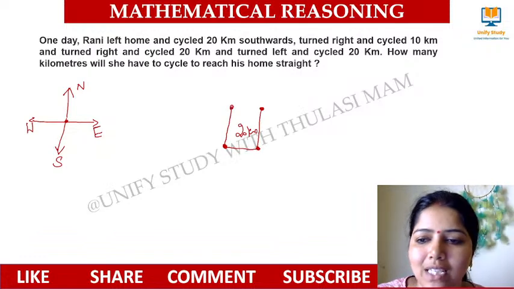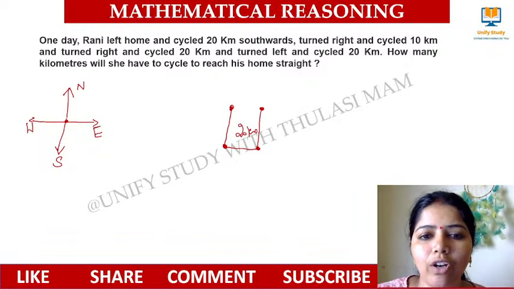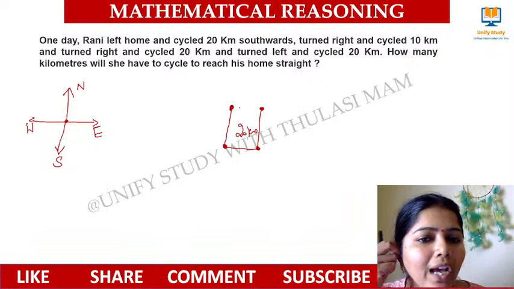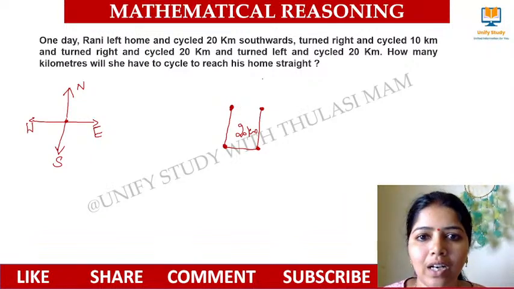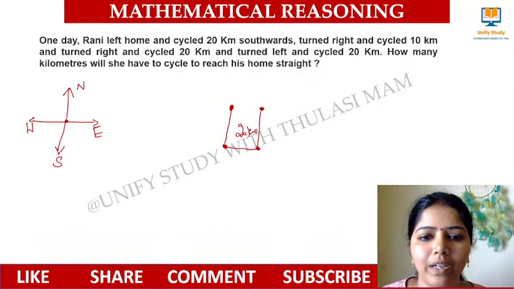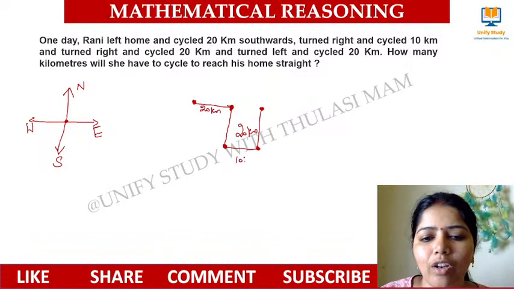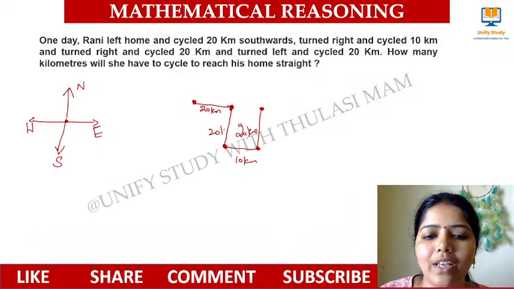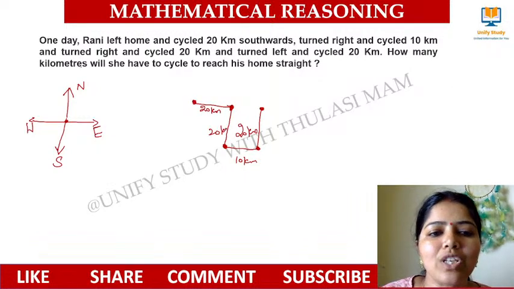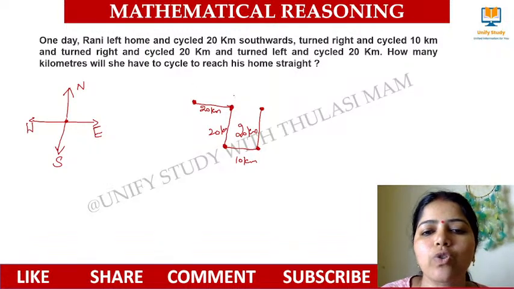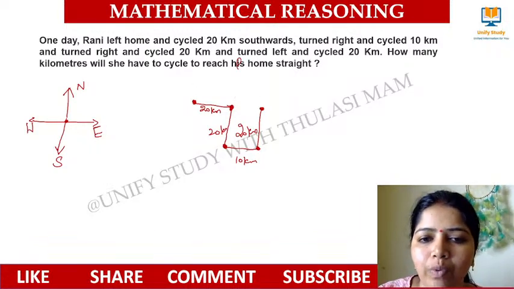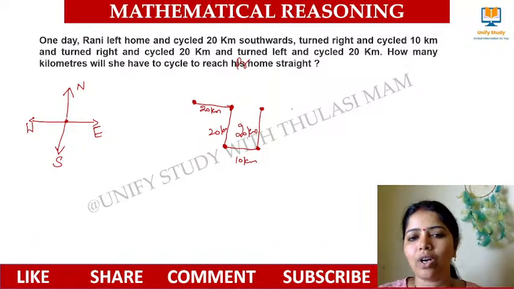20 kilometers she's riding here. Then she turned to her left and cycled again 20 kilometers. This is 20 kilometers, this is 10 kilometers, and this is also 20 kilometers. How many kilometers will she have to cycle to reach her home straight?